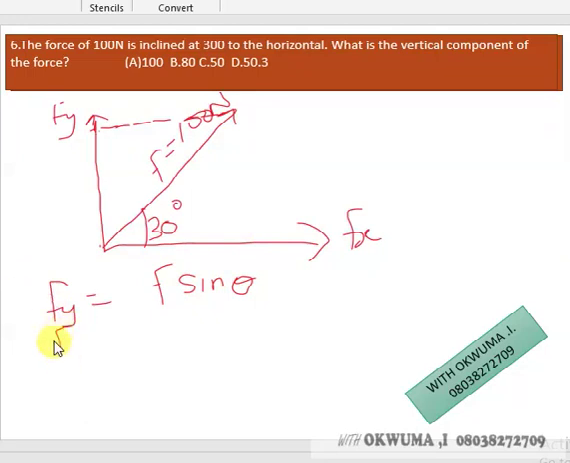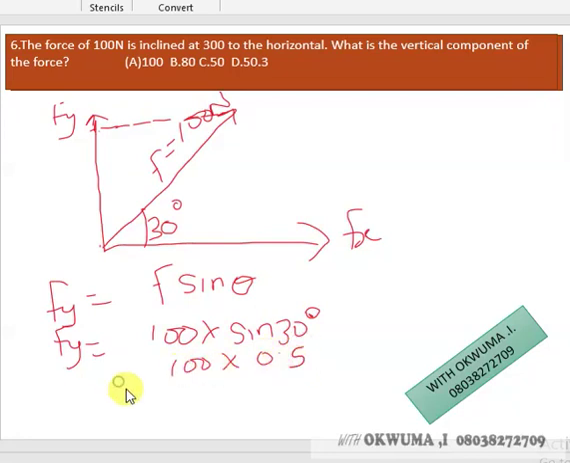So here, my Fy, the force is 100 times sine theta, that is sine 30 degrees. So here I have 100 times 0.5. And that will give me what? 50.0 Newton. And that is option C.